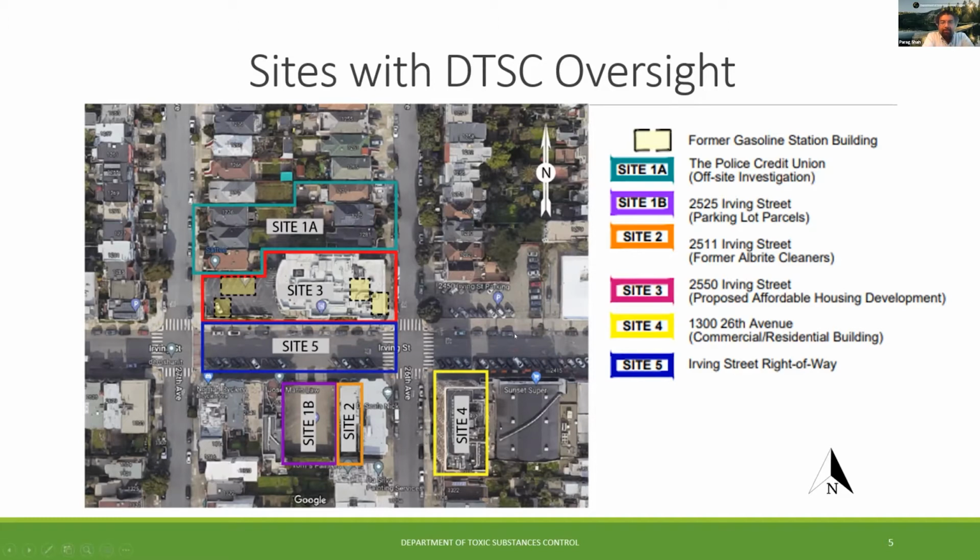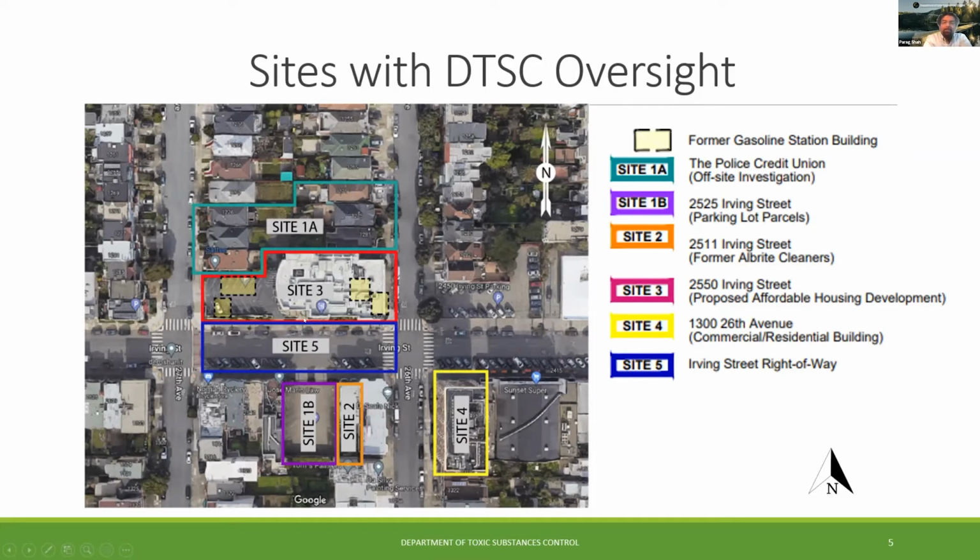chronologically, DTSC's involvement began with Site 3 over here, specifically with the Police Credit Union, aka TPCU, where we did a multi-phase investigation under a voluntary agreement. This property encompasses the parcel where Miracle Cleaners formerly operated. As part of work with TPCU, we investigated the Irving Street proper, shown here as Site 5, better termed Area 5. This was done as part of TPCU's voluntary agreement.